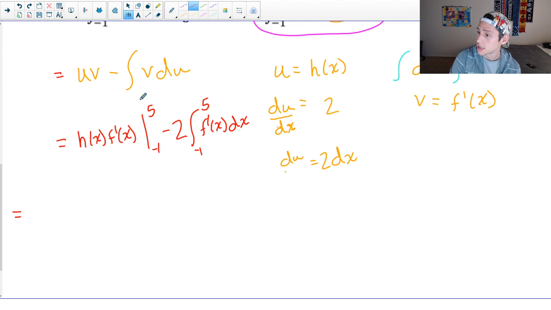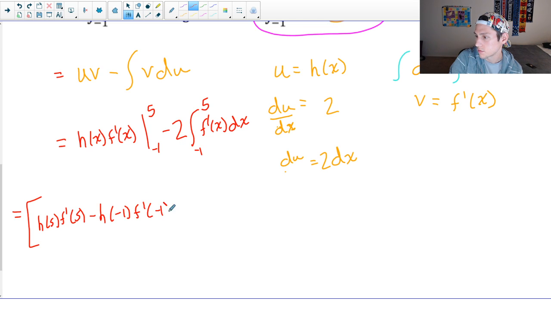Okay, so we can just straight up evaluate this first part. So h of 5 times f prime of 5 minus h of -1 times f prime of -1 minus 2 times the integral from -1 to 5 of f prime of x dx.